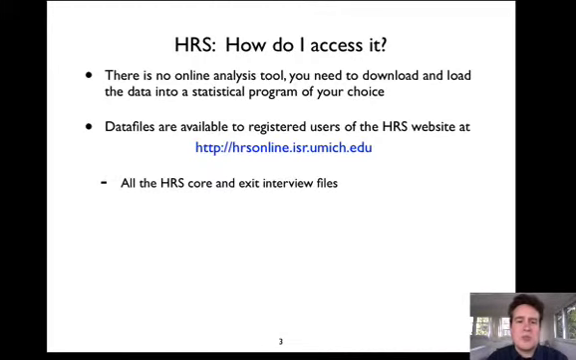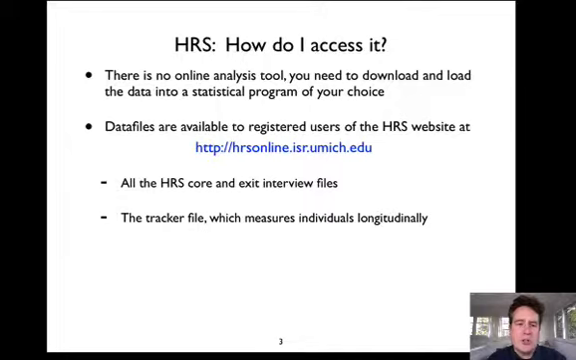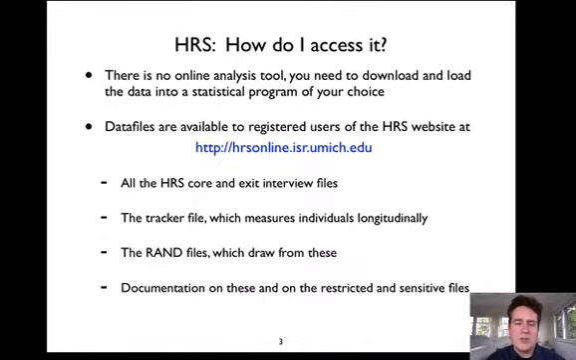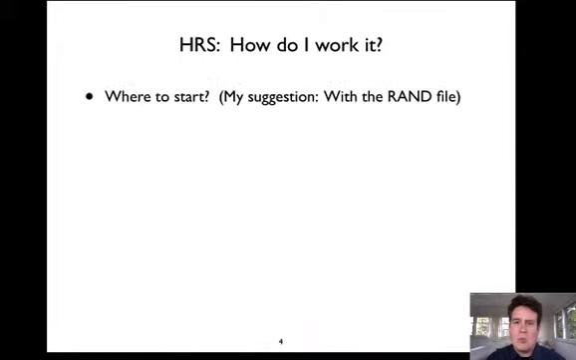So that's the HRS website, and what you'll find up there are all the HRS core and exit interview files. The tracker file, which is something that measures the longitudinal characteristics of the data, such as mortality, and the RAND files, which I suggest you start with when you're first getting started with the data, and documentation on everything, including the restricted and sensitive files as well. Registering should be fairly straightforward, so I don't think you'll have a problem with that. Well, where should you start?